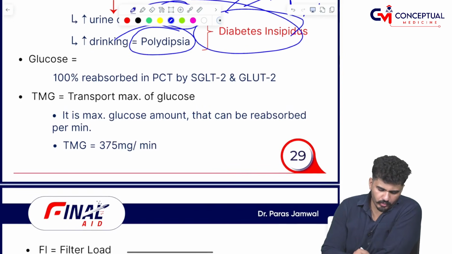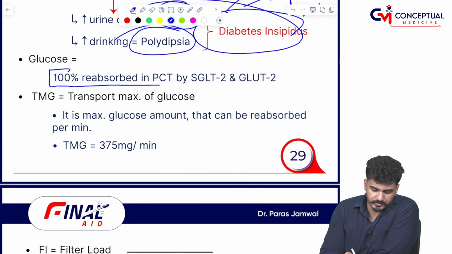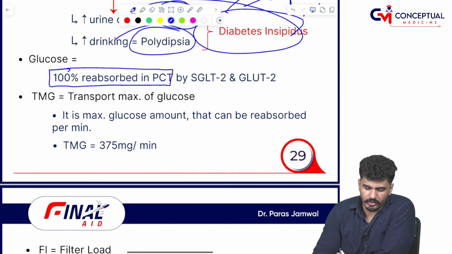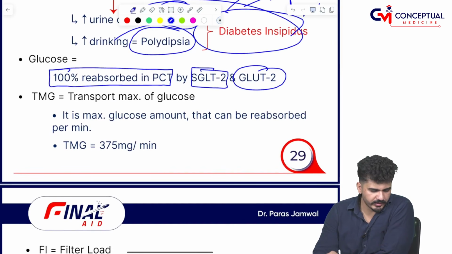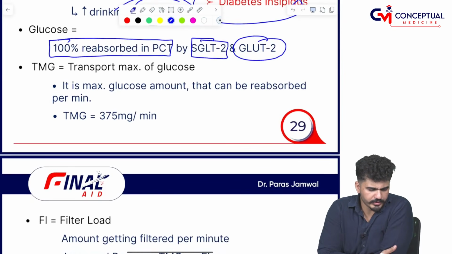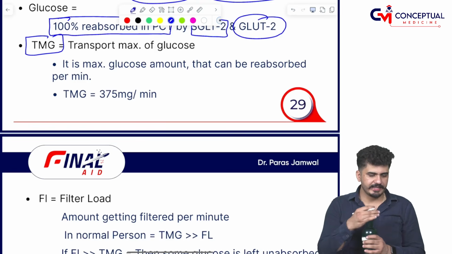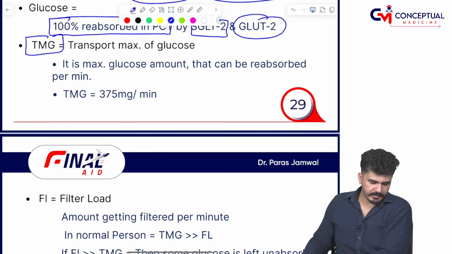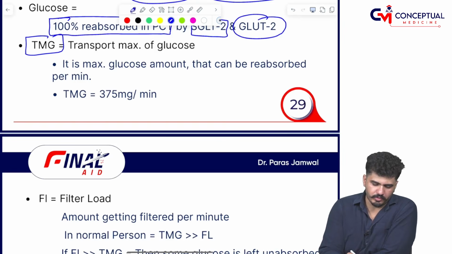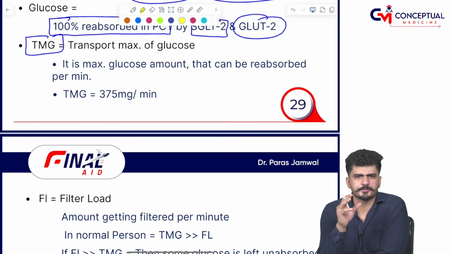Then coming to the glucose. Glucose is 100% reabsorbed in the proximal convoluted tubule by which channels? SGLT2 and GLUT2. Neurogenic desmopressin, correct answer. And what about the nephrogenic? Thiazide, yes. Let's move on to the transport maximum of the glucose. What is this transport maximum of the glucose?